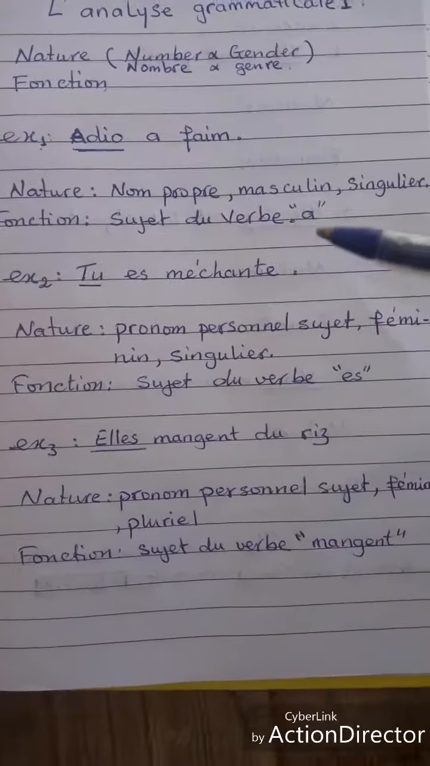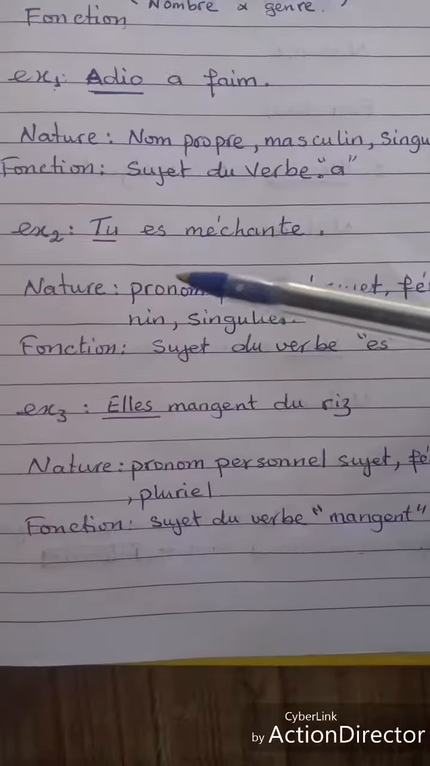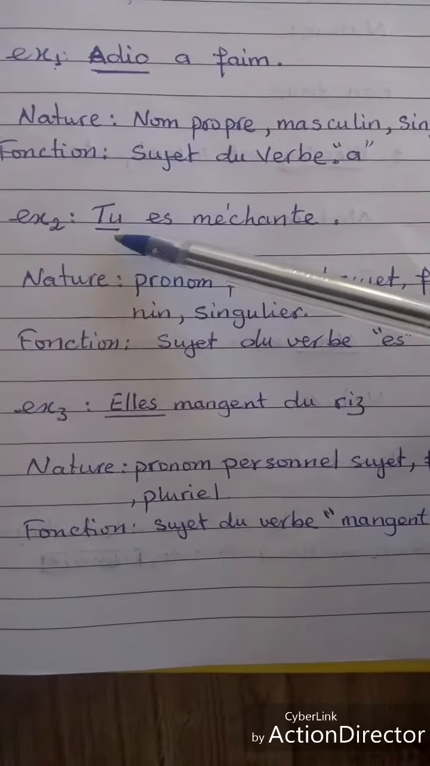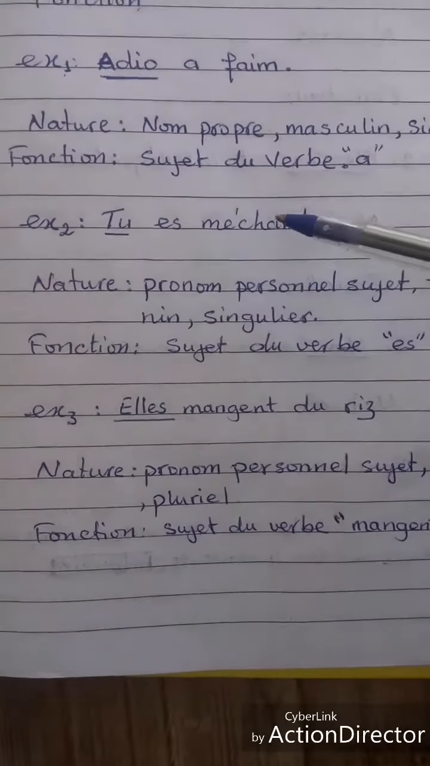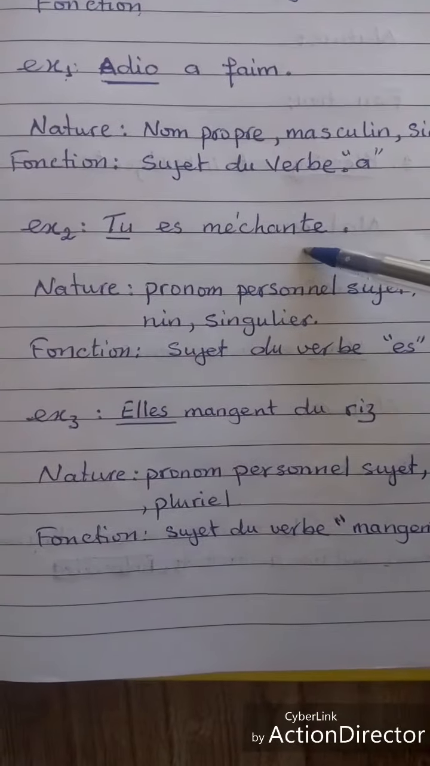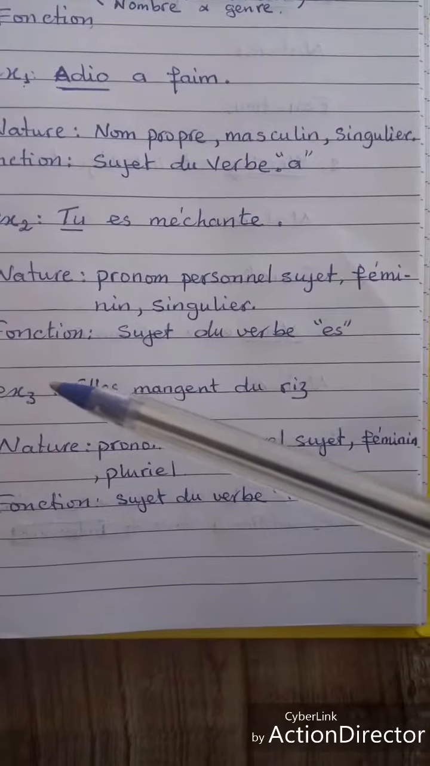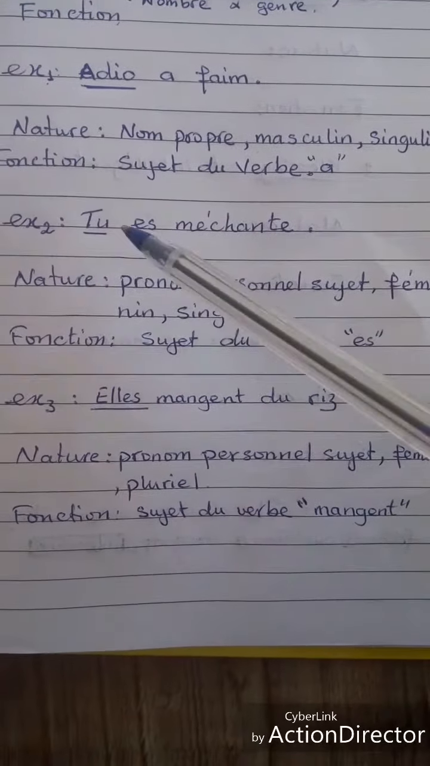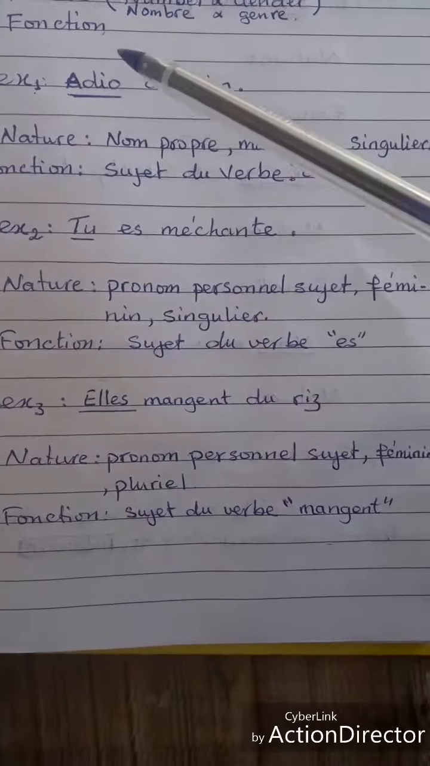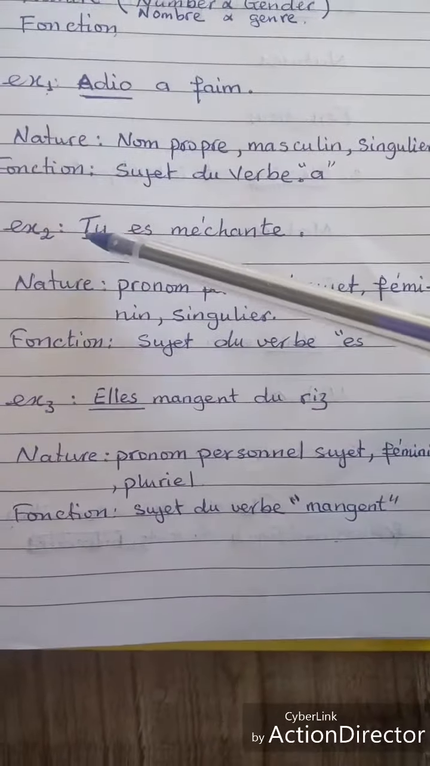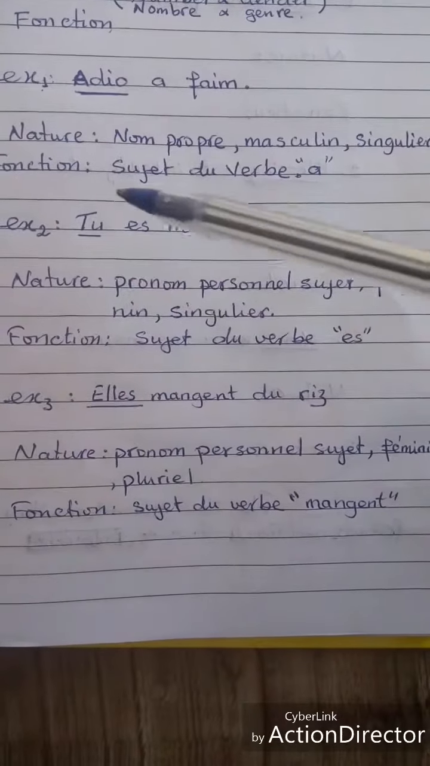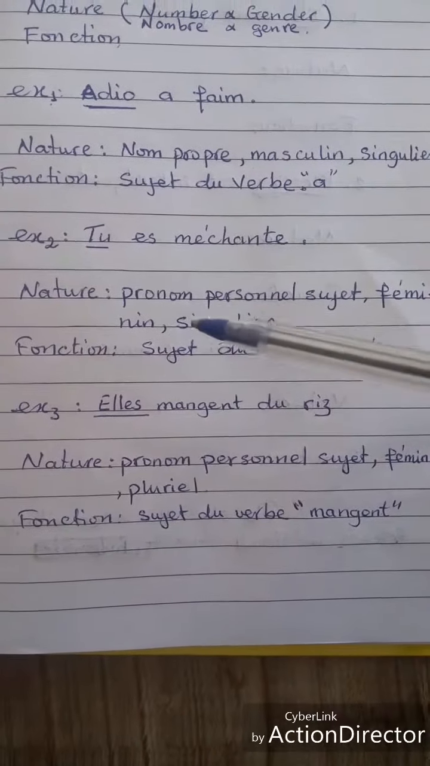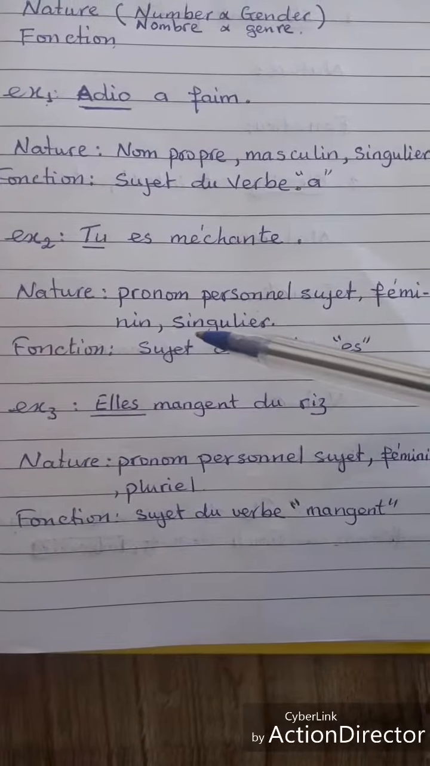So let's continue to the second example. Here we have: Tu es méchante. You are wicked. Now, the nature is pronom personnel sujet. The tu is different from Adio. Tu comes from the personal pronouns that we have in French.